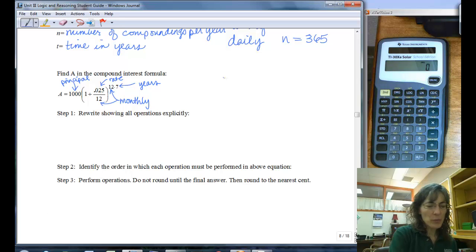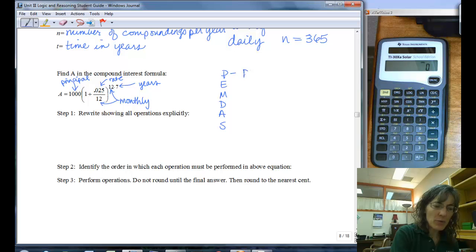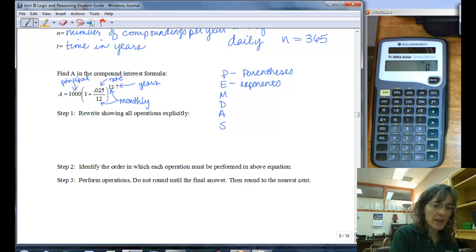Think about the order of operations. I'll go over that real quick. So we have PEMDAS, or please excuse my dear Aunt Sally, and the P stands for parentheses. You handle anything inside parentheses first. The E stands for exponents. And we have exponents here. That's our 12 times 7 up there.